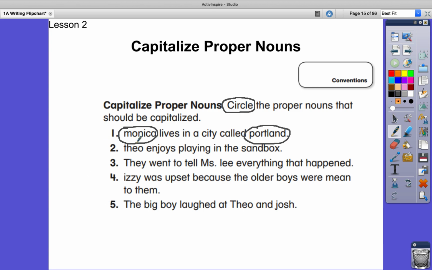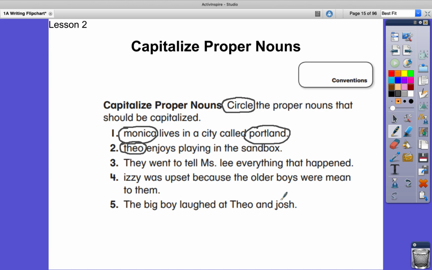Number 2 says, Theo enjoys playing in the sandbox. Okay, so I'm going to look and see. I have a specific name here, Theo. I need to capitalize the T in Theo. I will help you read numbers 3, 4, and 5, but I want to see if you can do them on your own. Number 3 says, they went to tell Miss Lee everything that happened. Number 4 says, Izzy was upset because the older boys were mean to them. And number 5 says, the big boy laughed at Theo and Josh.